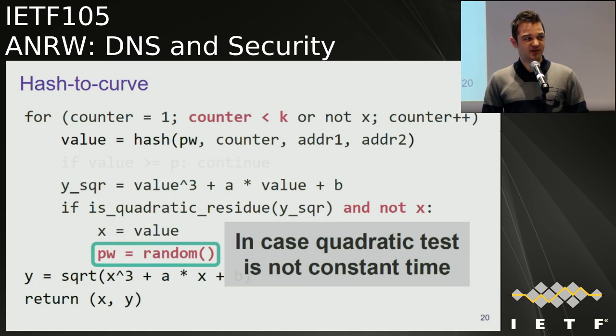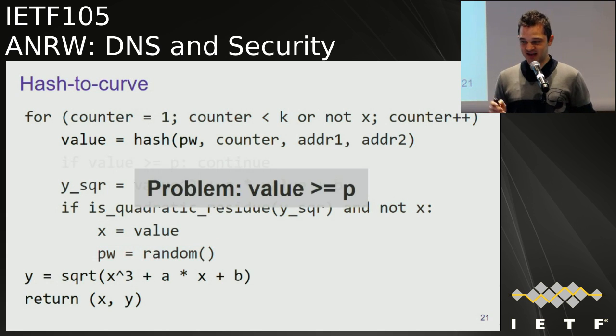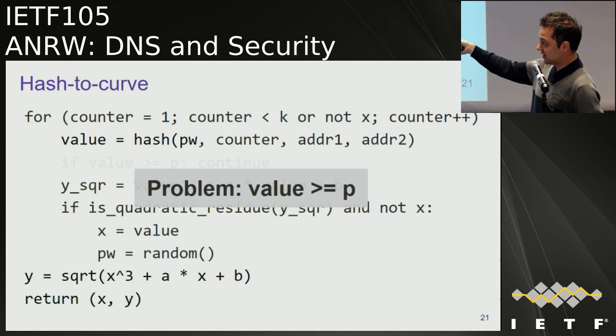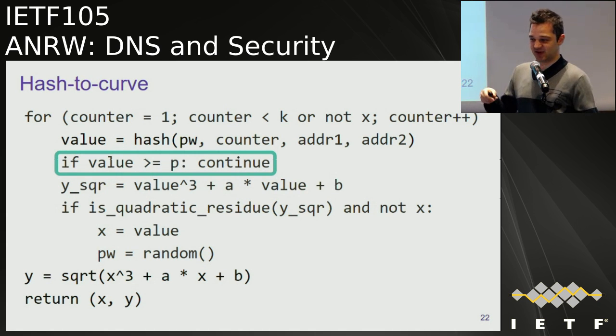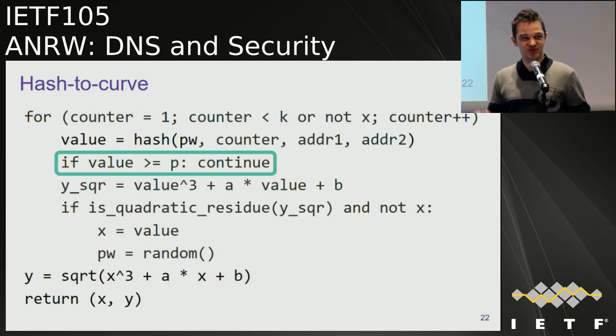Now, what is the problem here? The problem is quite similar to the MODP case. So maybe some of you can already figure it out. The problem is, again here, this hash value that we get as output can be bigger than the prime that is being used in this cryptographic group. And what was the solution here? Well, they again just say that if the value is bigger than the prime, just go to the next loop.